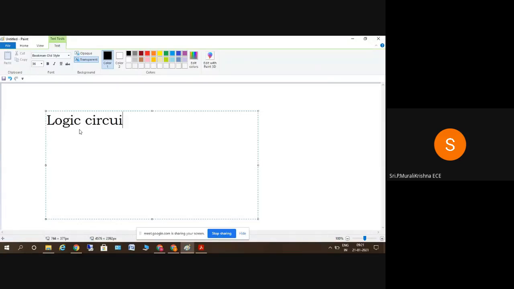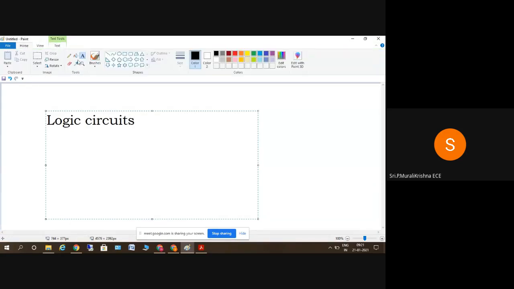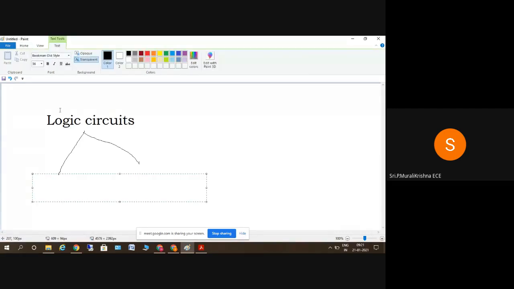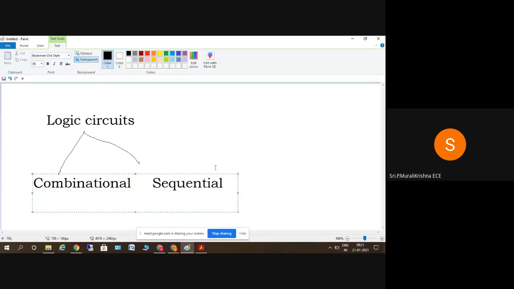So logic circuits can be of two kinds here. They are defined like this. Logic circuits can be combinational, and the second one is sequential. Okay, so coming to the combinational circuits.